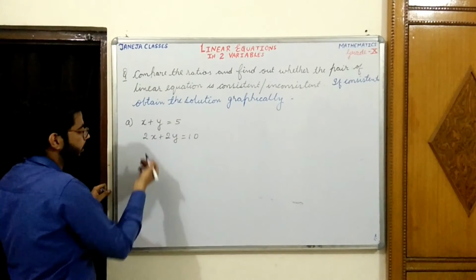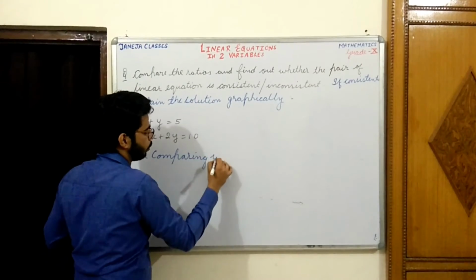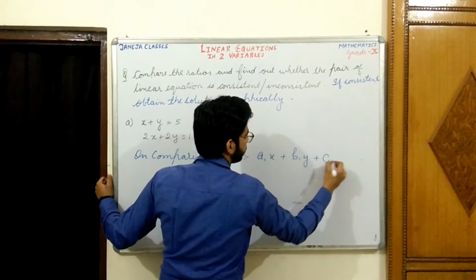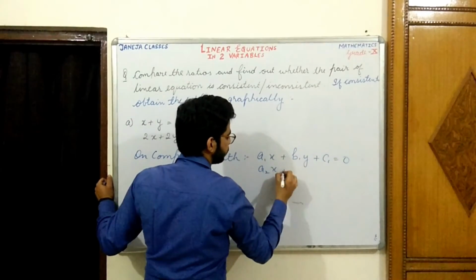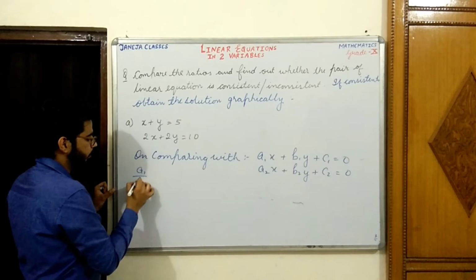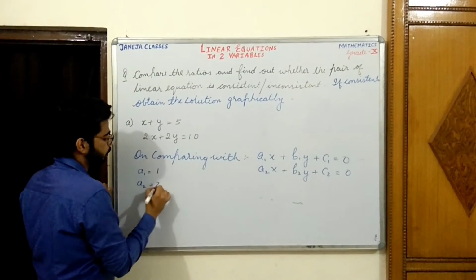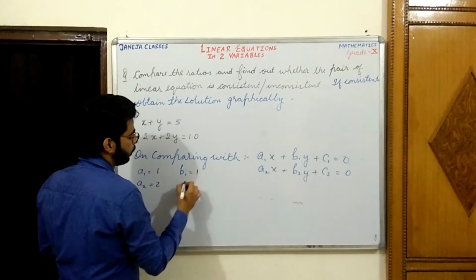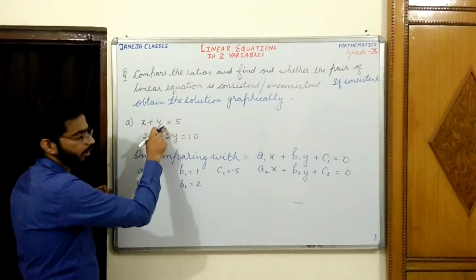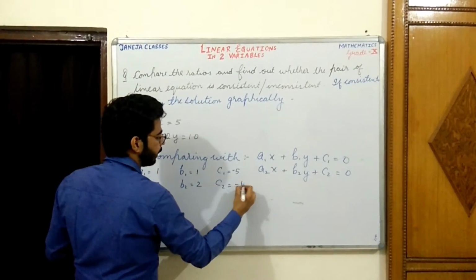See here, first of all we have to compare the ratios. So on comparing with a1x plus b1y plus c1 equals 0 and a2x plus b2y plus c2 equals 0, let me first write the values. a1 is 1 and a2 is 2, b1 is 1, b2 is 2, c1 is minus 5, because we have to take the 5 to this side so that it is in standard form, and c2 is equal to minus 10.